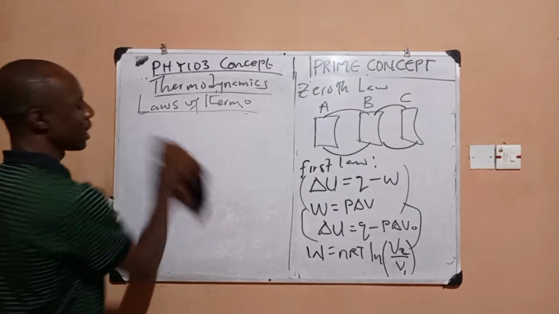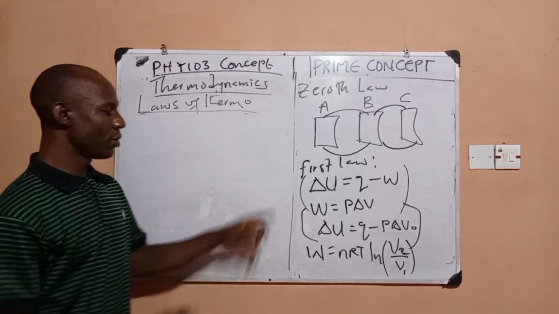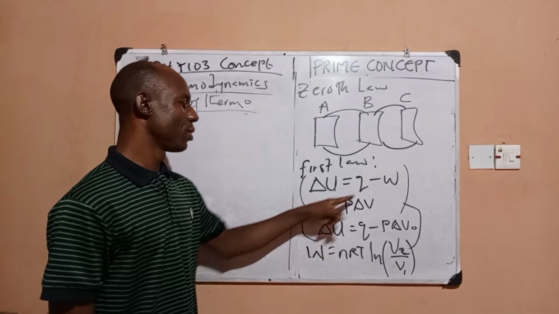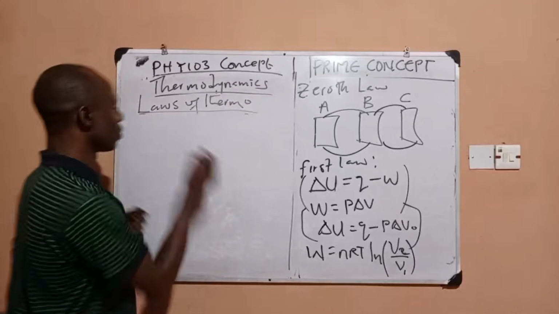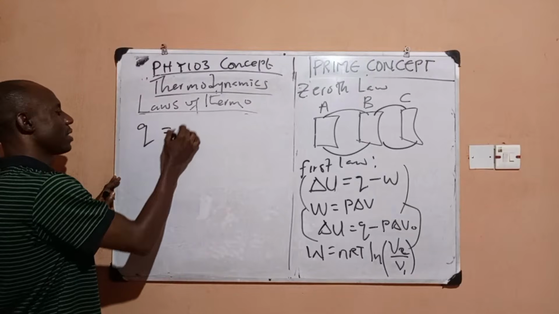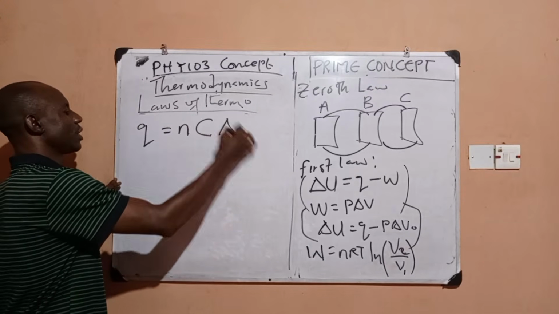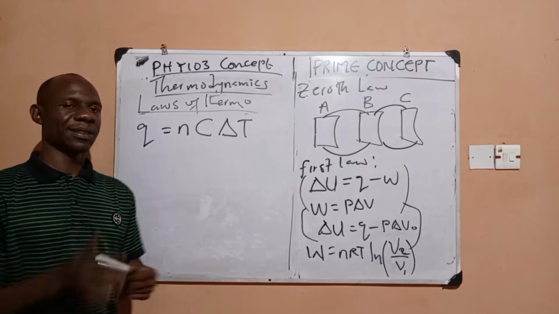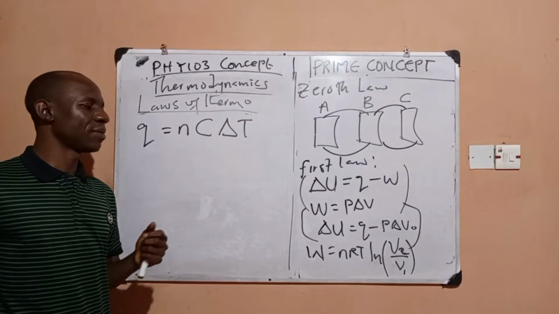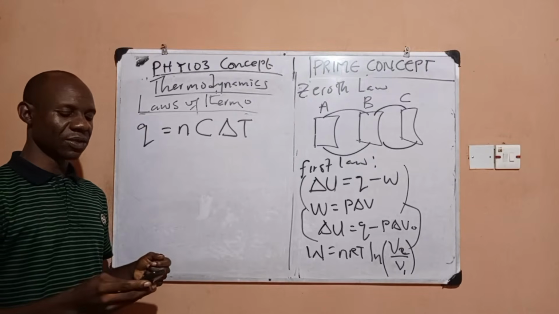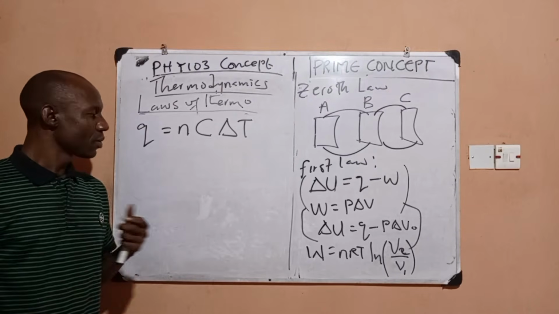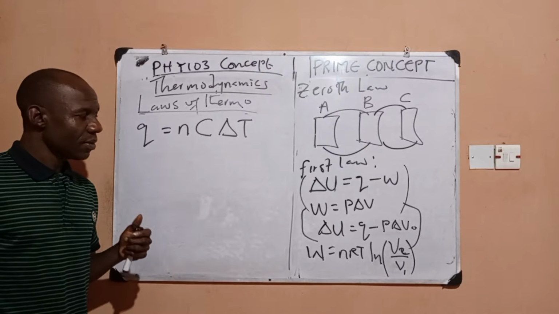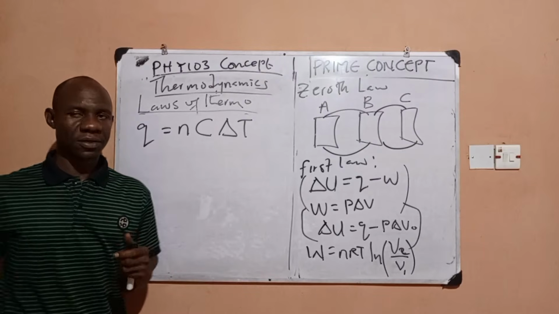So now I've given you the formula for W. What about the formula for Q? Q is actually given as NC change in theta. That is Q, heat transfer. Remember, Q represents heat transfer, right? Yes. So that is the first law of thermodynamics.